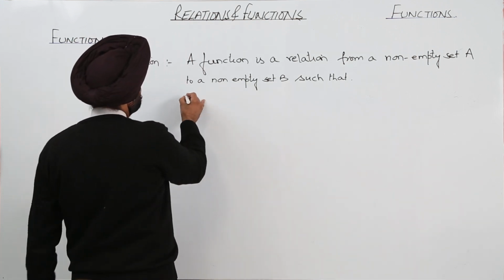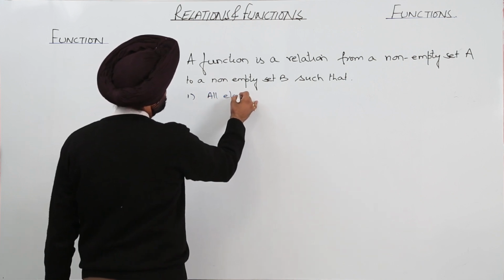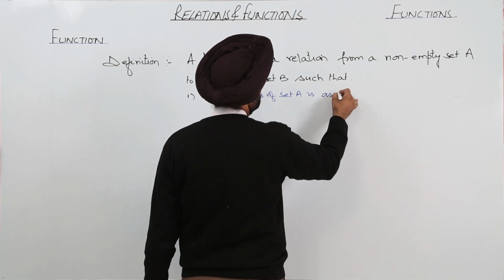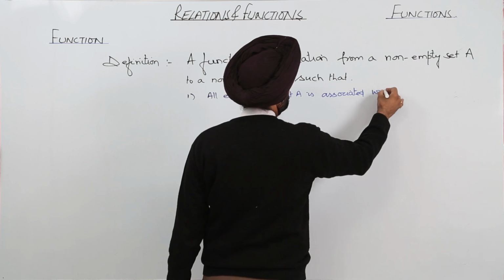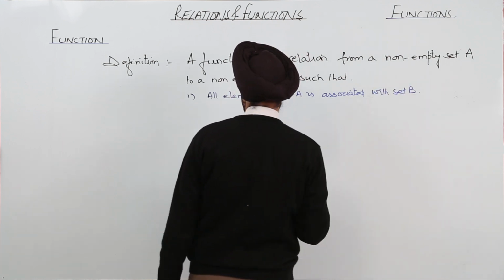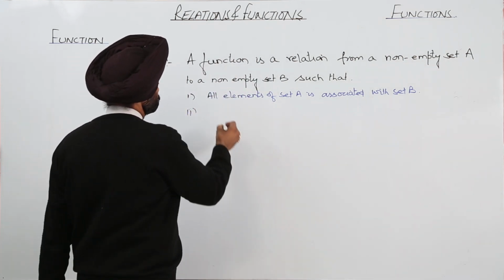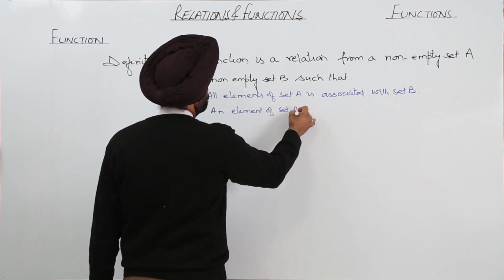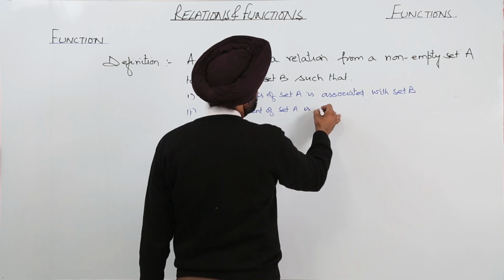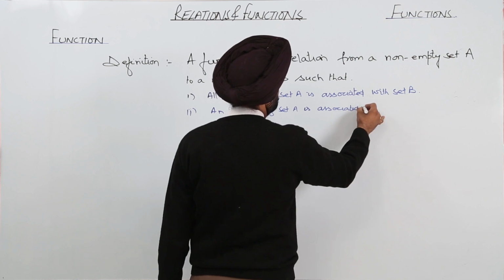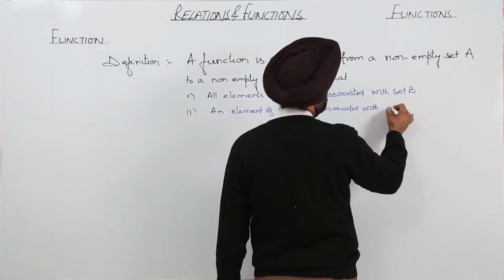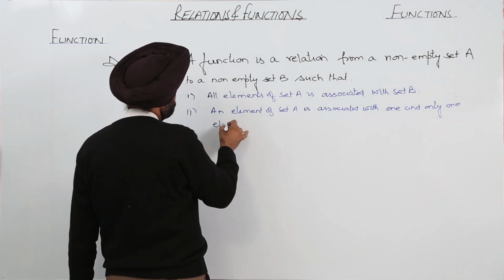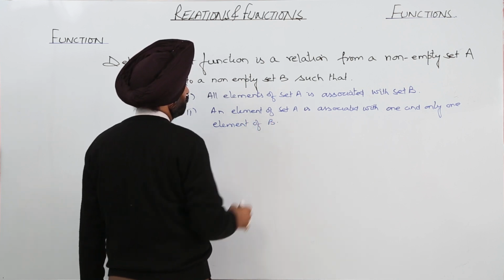Okay. Now what it is, such that number 1, all elements of set A is associated with set B, and number 2, an element of set A is associated with one and only one element of B.